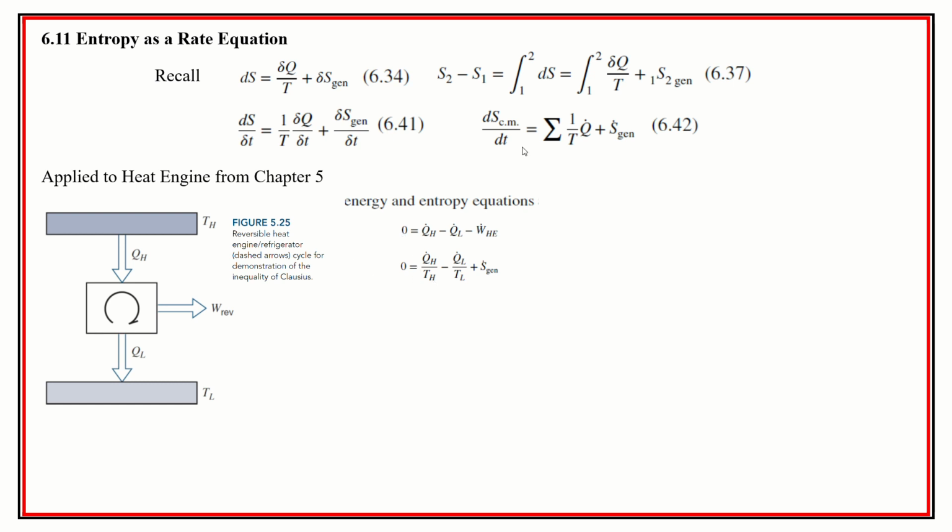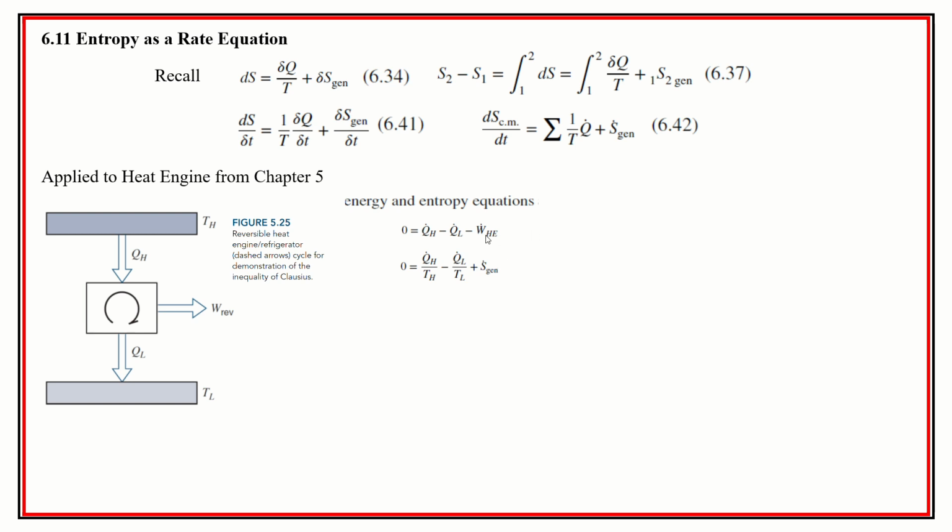Up above, we're going to call this the entropy equation, equation 642, as a rate. We have the summation, and the Q dot H is coming in, so it is positive, and the Q dot L is going out, and that is by definition negative, and each is divided by its temperature, and now we have the S dot gen.